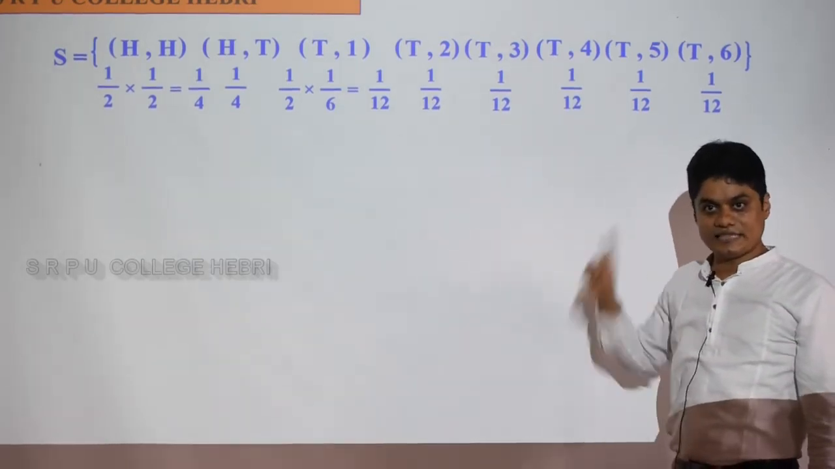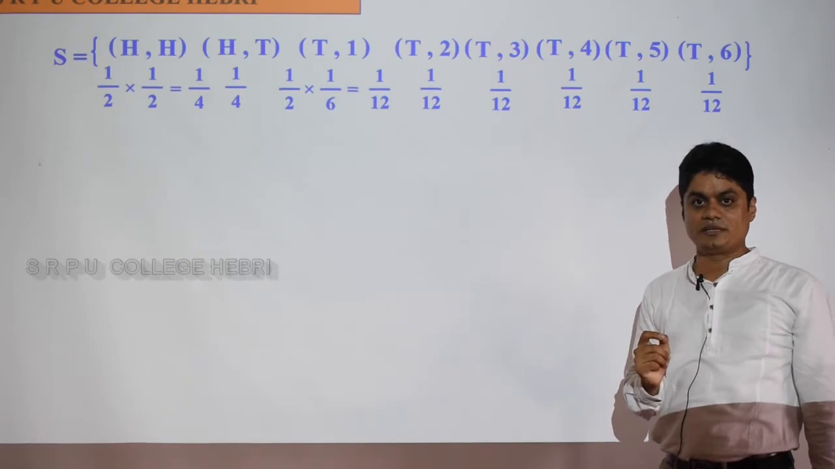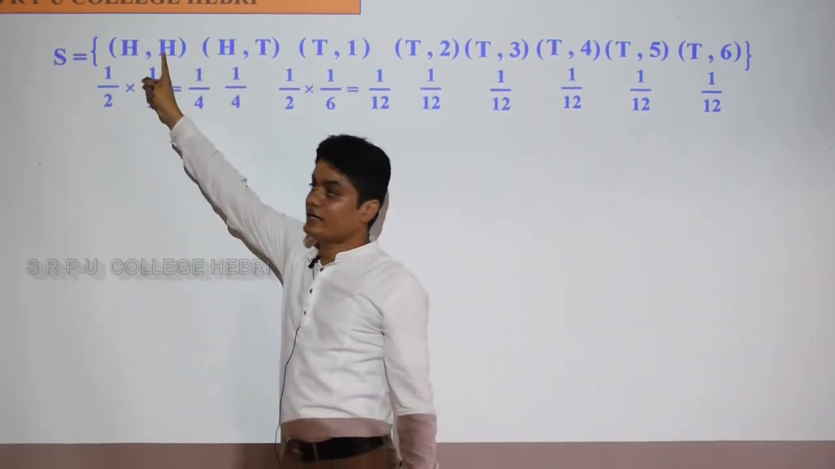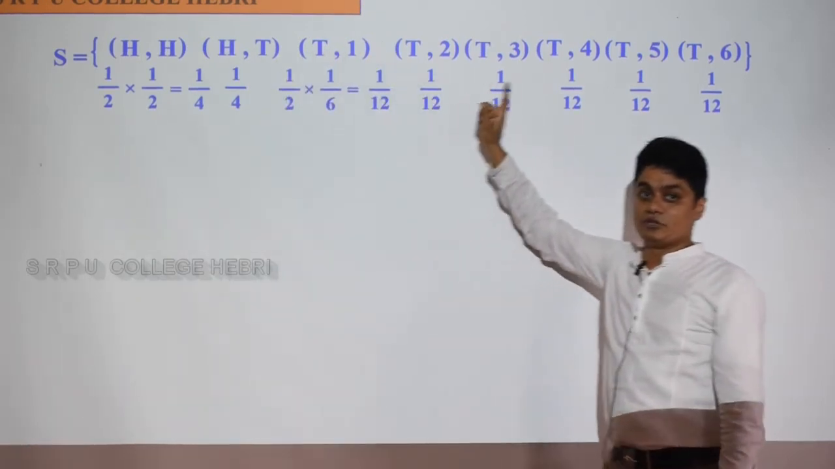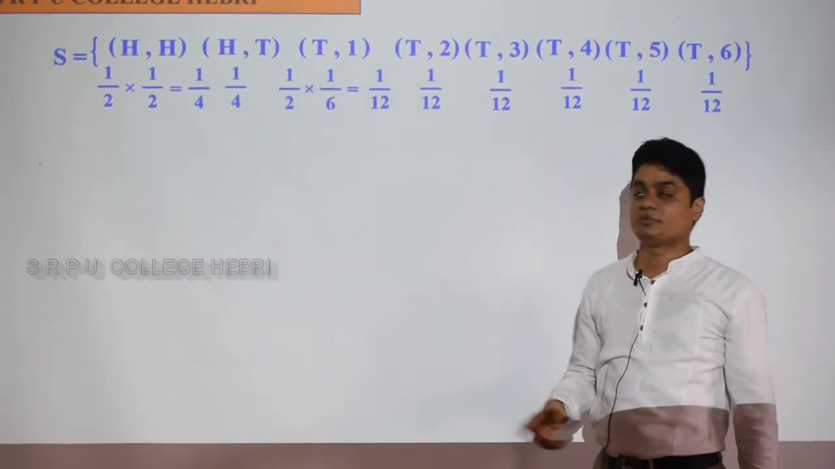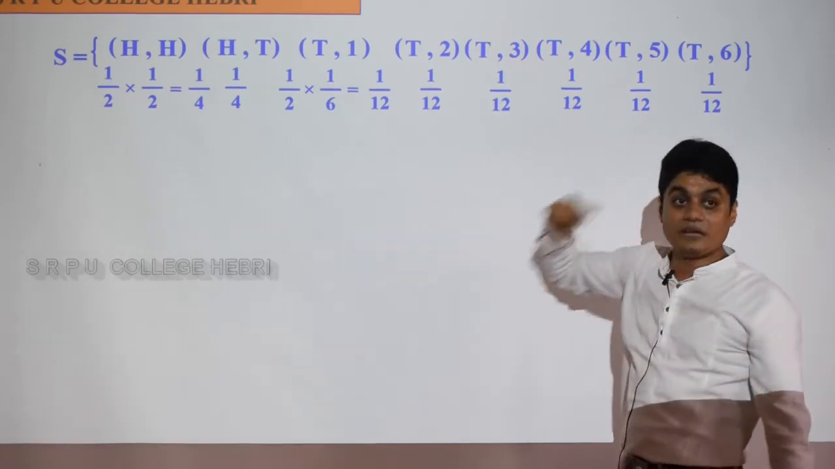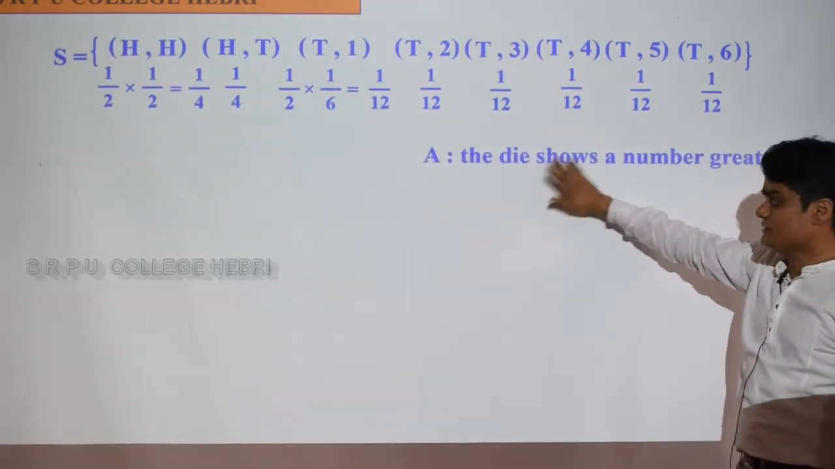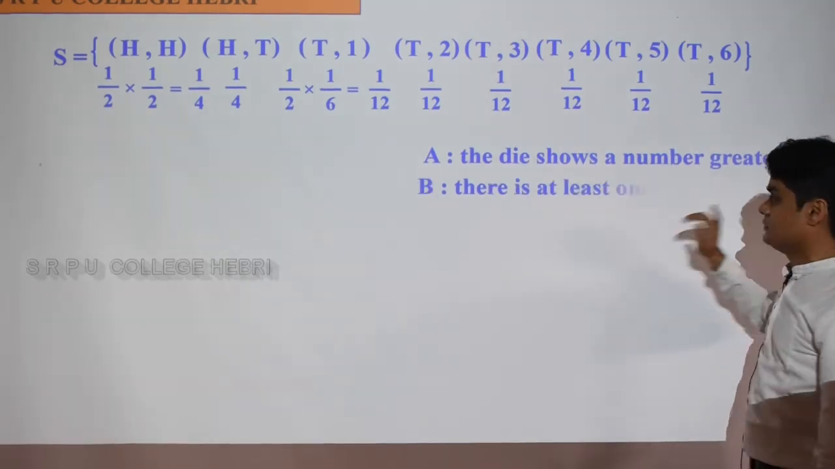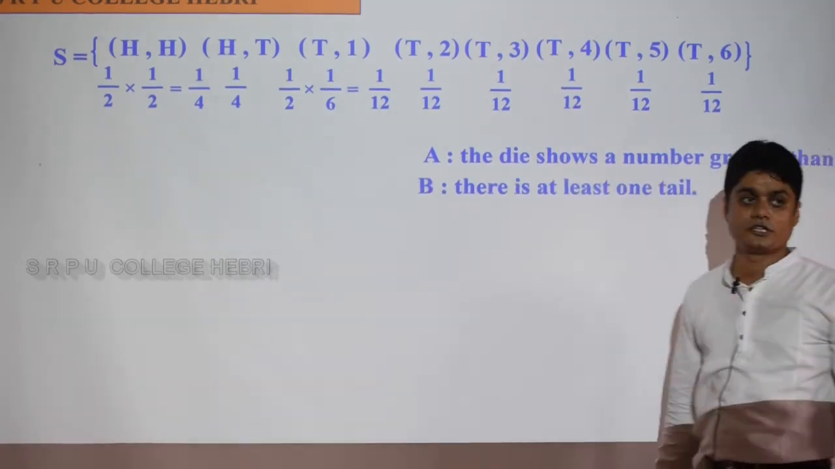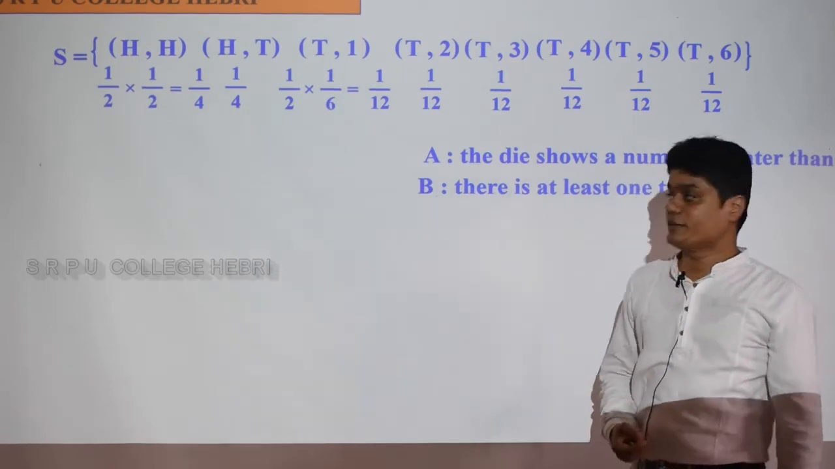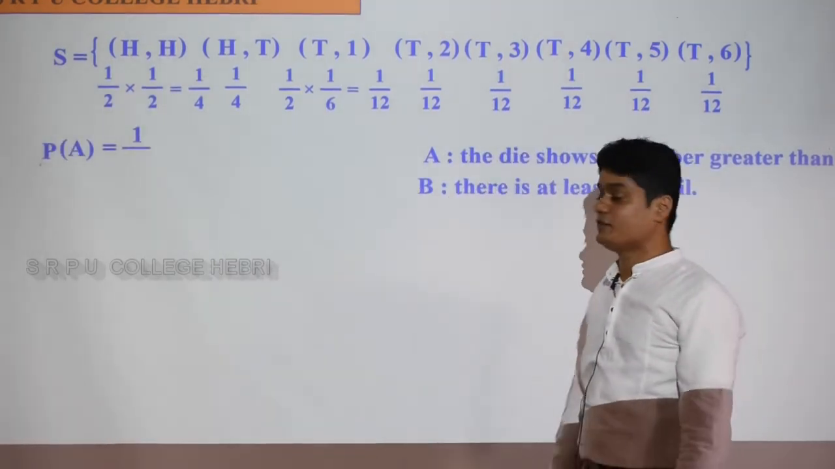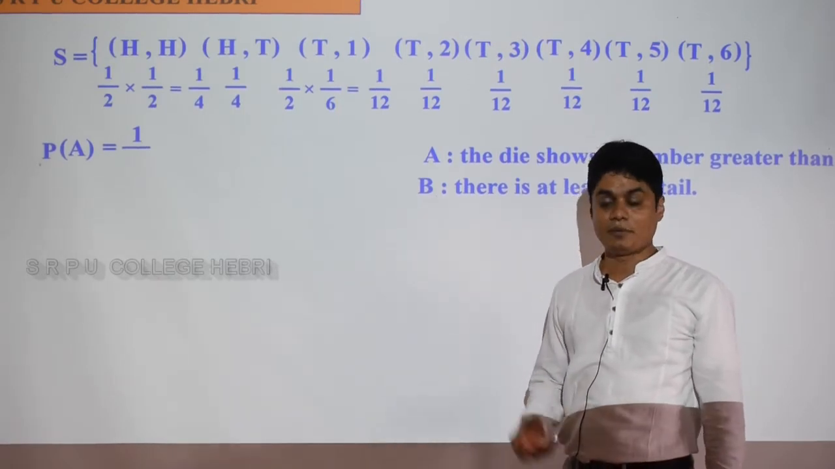Okay, did you understand? Do you know how the sample space came? We toss a coin, suppose head comes, we toss the coin once more, it is here, see. If tail comes, what should we do? The die will be thrown. When the die is thrown, what are the different possibilities? 1 2 3 4 5 6. All of them come along with the tail. Understood? Very good. Okay, the question is: A is the die shows a number greater than 4 and B is there is at least one tail, and we have to find the probability of A given B. Probability of A given B is nothing but probability of A intersection B divided by probability of B.